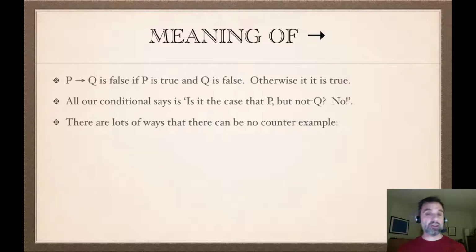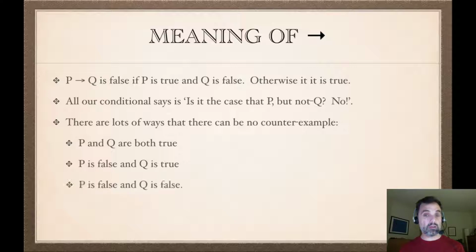So there are lots of ways that there can be no counterexample. It could be that both P and Q are true. It could be that P is false and Q is true, or P and Q could both be false. But in all of those cases, there's no counterexample to the arrow, and so to P arrow Q.